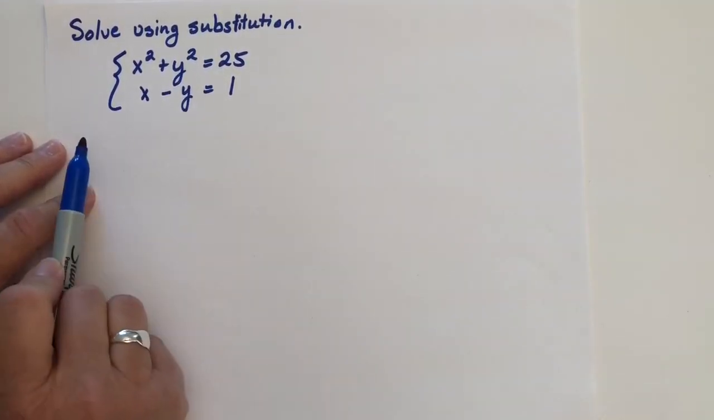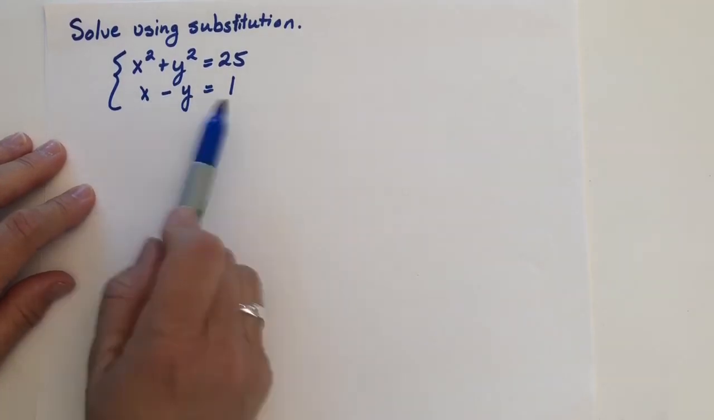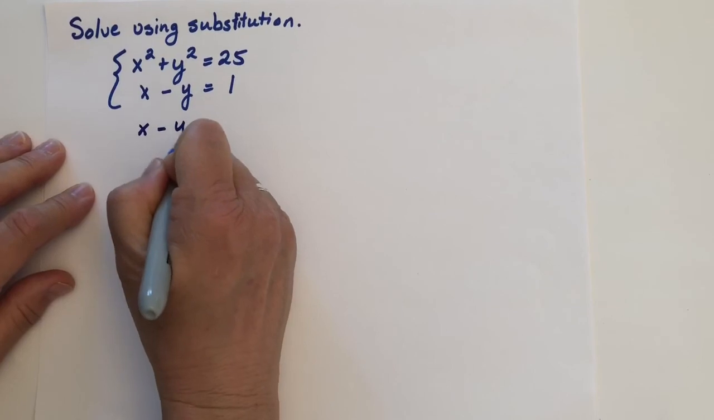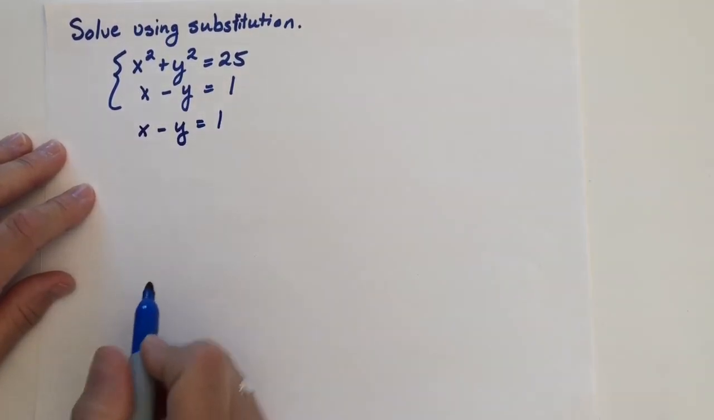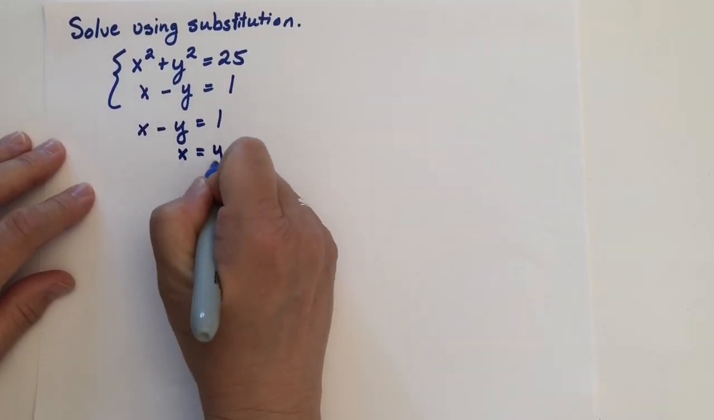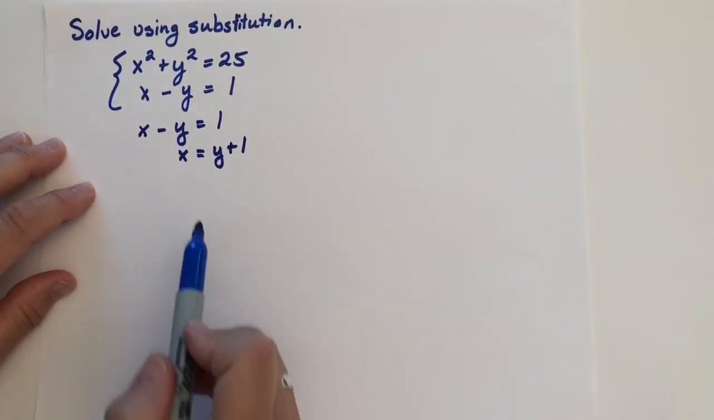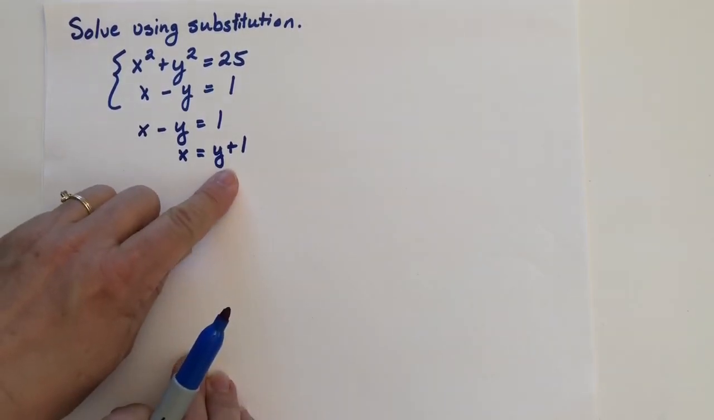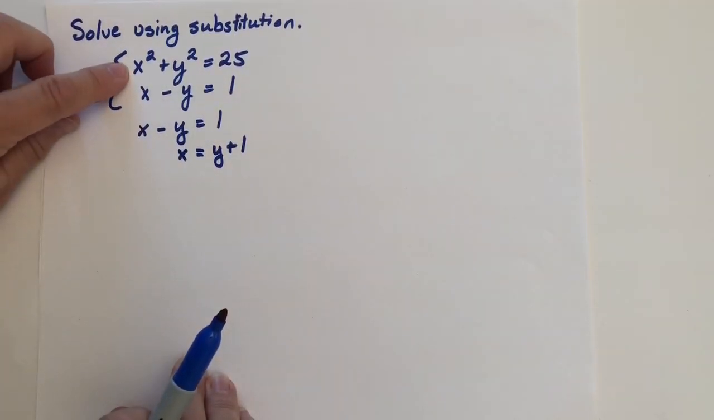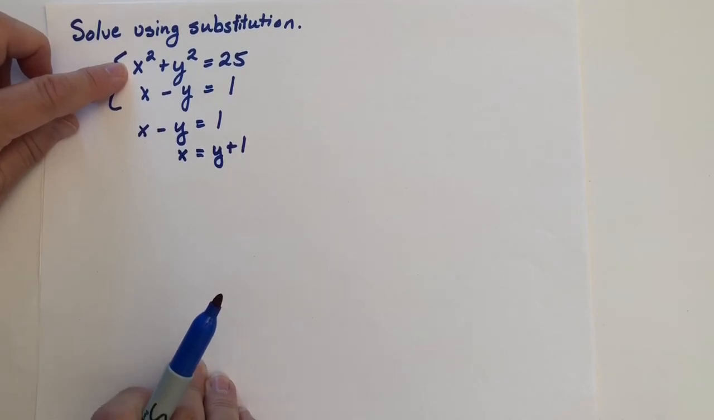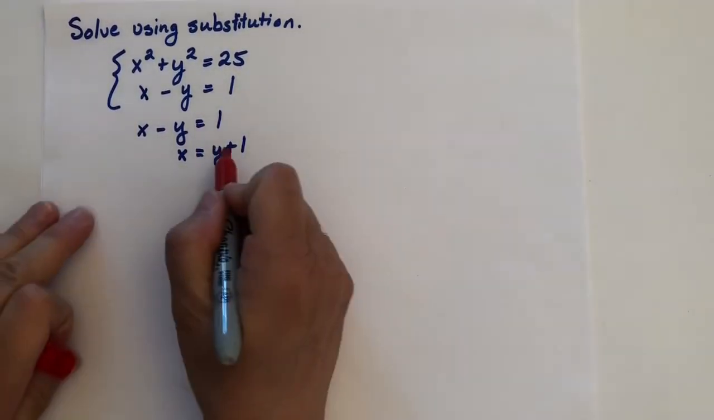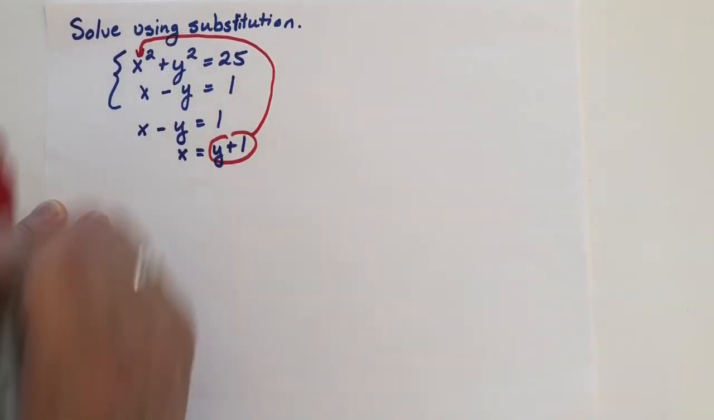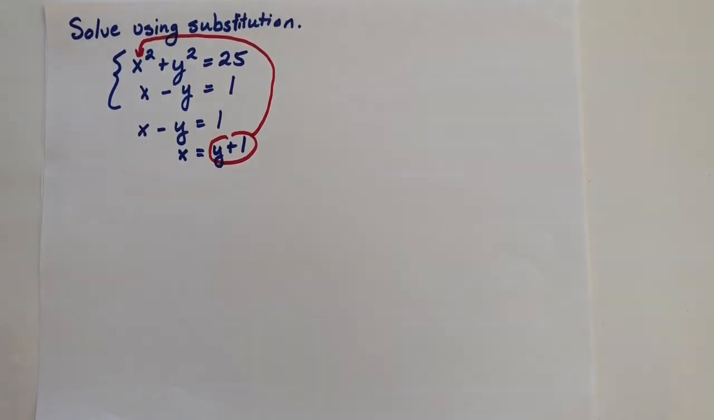I'm going to solve for x. It doesn't matter. Remember, you could solve for y, but I'm going to just solve for x. So I have x minus y equals 1. So if I add y, I have x equals y plus 1. Remember, with the substitution strategy, we substitute that expression into the other equation. So we're making that substitution for x. Let me be clear. This is going right in here for x in the first equation.